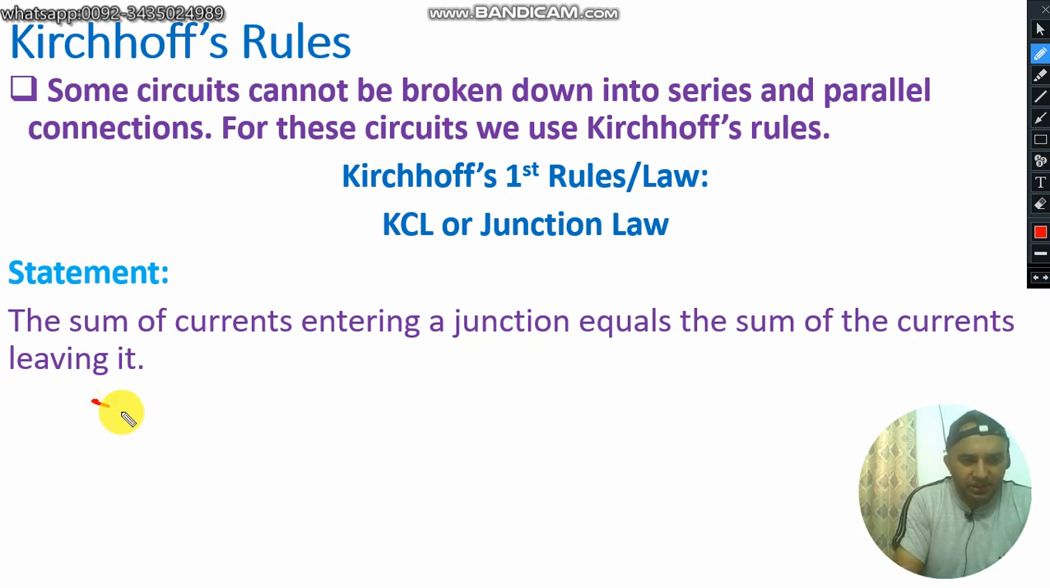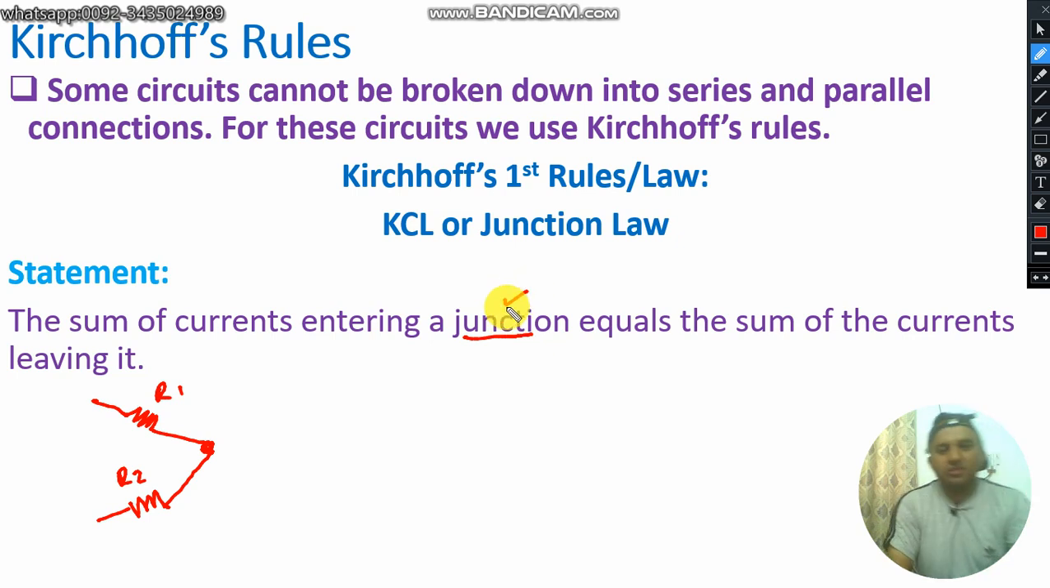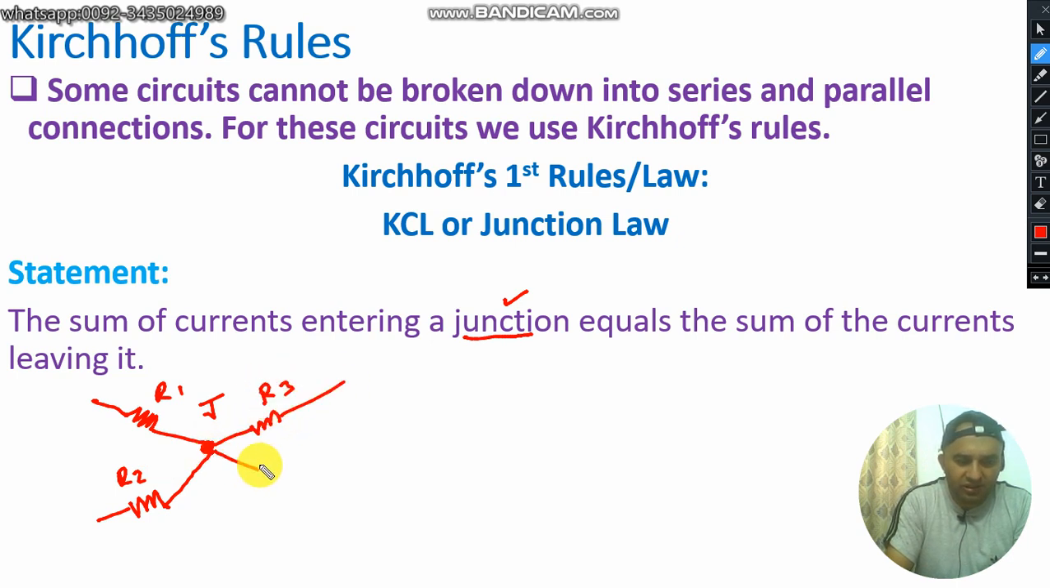For example, if we have a wire that has resistance R1, first wire, and another wire that has resistance R2, I want to first define what is meant by junction. Junction is a point where two or more wires meet. So here is junction J, where the R1 and R2 wires, both the first and second wire, meet. And suppose R3 and R4 are the two wires leaving from that junction.